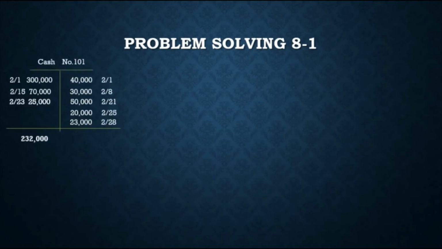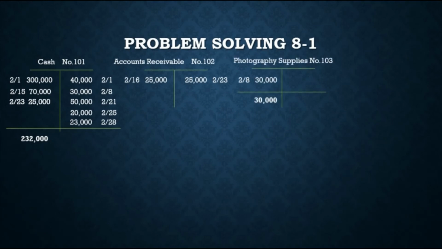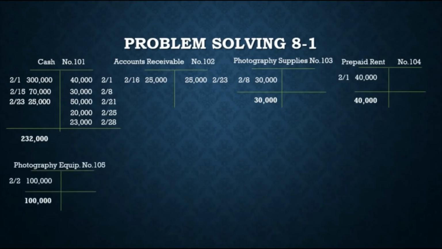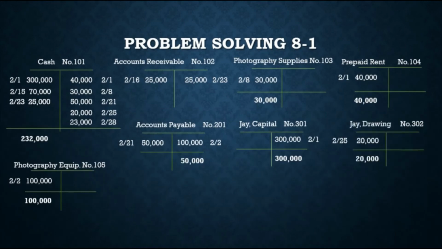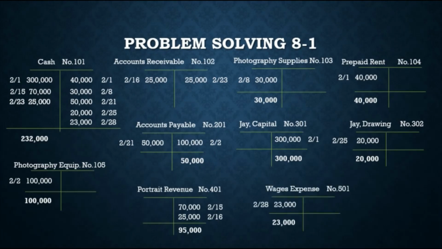So yung cash, meron siyang 232,000 debit, then accounts receivable is 0, then photography supplies 30,000 debit, then prepaid rent 40,000 debit, then photography equipment 100,000 debit, then accounts payable 50,000 credit, then J Capital 300,000 credit, then J Drawing 20,000 debit, then portrait revenue 95,000 credit, and wages expense 23,000 debit. Since alam na natin yung mga ending balances ng each account, pwede na tayong gumawa ng trial balance.